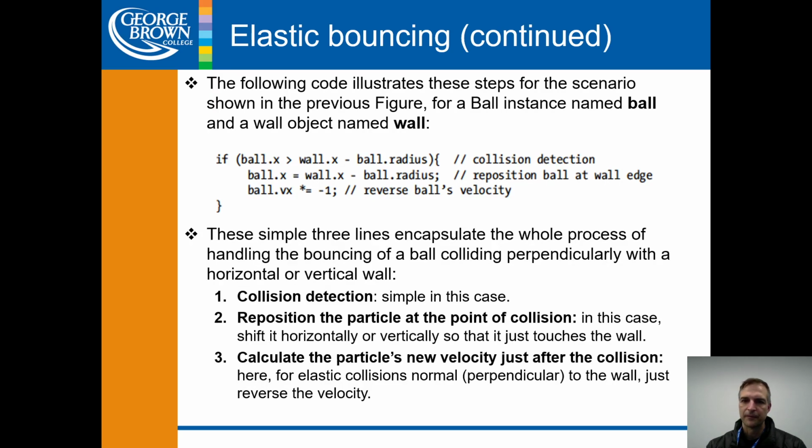And it talks about repositioning the ball, right? So basically what we're doing is this. We're saying that the ball X is equal to the wall, which in this case is the ship, X, minus the ball radius.